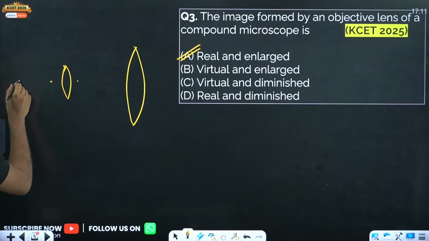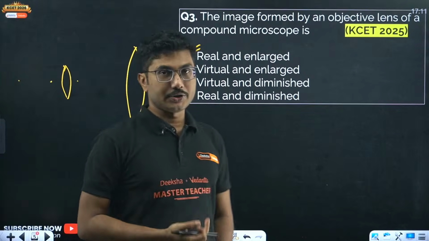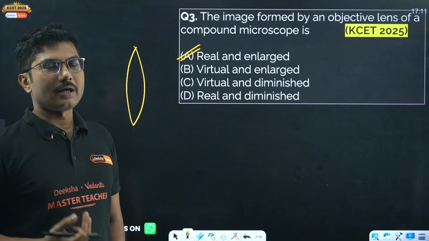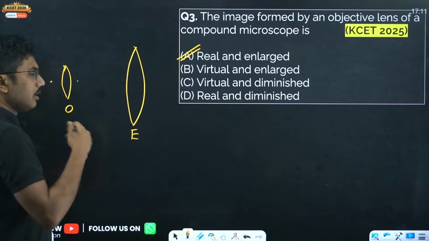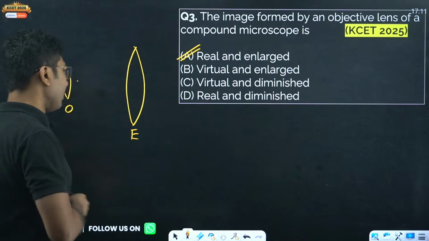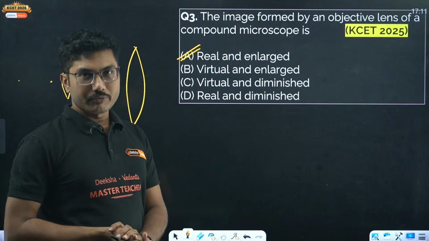The object is kept away from the focal length, that means it will always give you a real image. The first lens will always give you a real image, and then the secondary lens, that is the eyepiece, will give you an enlarged and virtual image, so that you can see it through your eye. You don't need a screen. The final image is virtual, but the first image is always real.